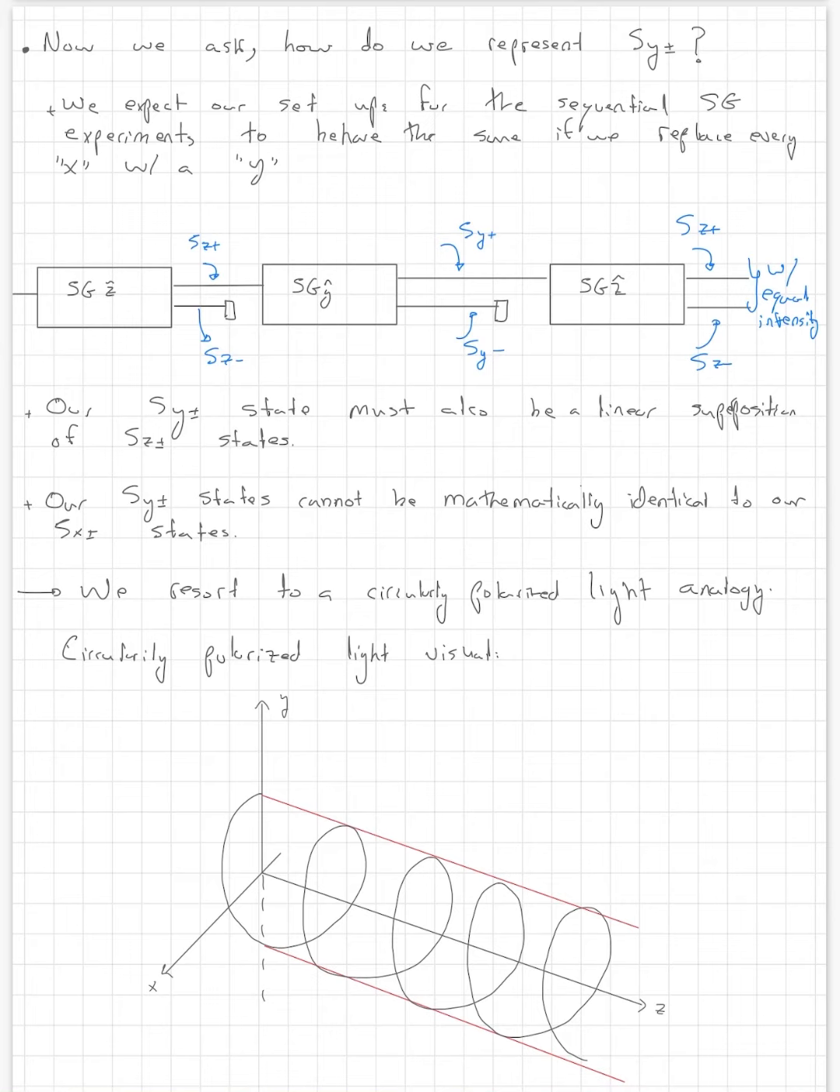So what we know from our previous discussion on SX plus and SX minus is that we would like to have SY plus or minus as linear combinations, linear superposition of SZ plus and minus states. Also what we want is that our SY plus or minus states not be mathematically identical to our SX plus or minus states. We want them to be distinguishable so that if we're working with both X and Y, we are able to make the distinction between them.